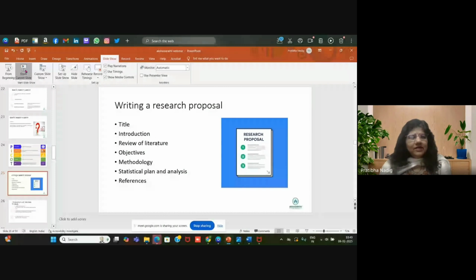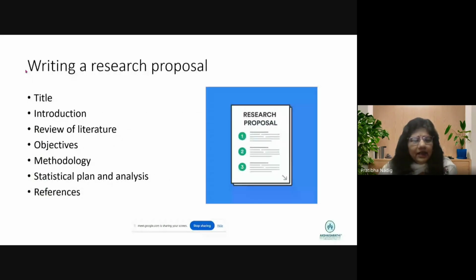So now let's see what are the titles under which we need to write a research proposal. It will have a title, introduction, review of literature, objectives, methodology, statistical analysis plan, and references. These are the contents of any good research proposal. I'm only going to touch upon the concepts. I cannot go into detail. As much as possible, I will try to simplify.